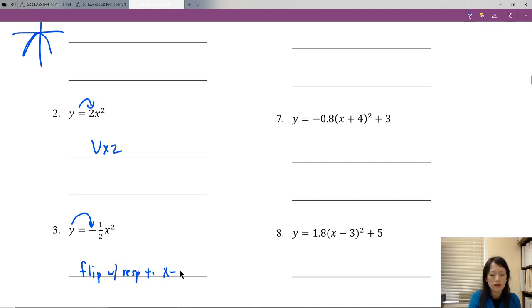Makes it wider. Yeah, it makes it wider. You can think of it that way. And then vertically compressed by a factor of 2. Do you guys do that, or do you do by a factor of half? How do you talk about it?